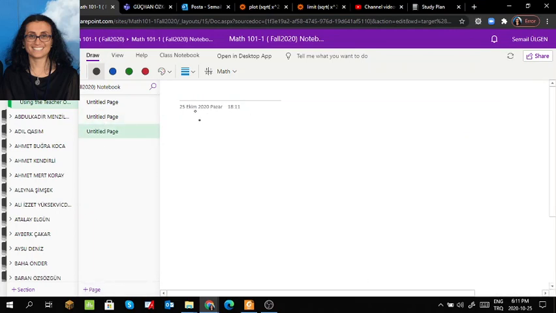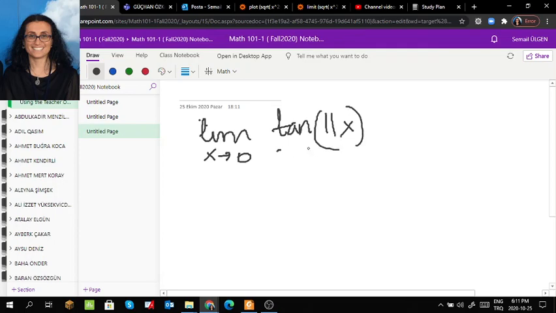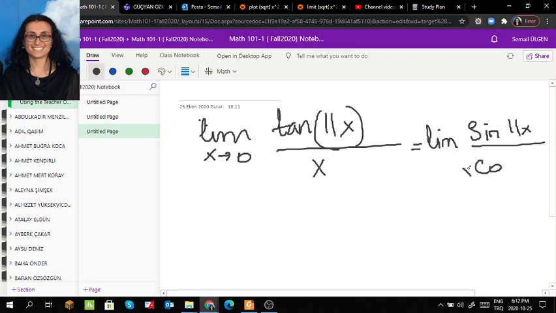Okay, so this is going to be limit as x goes to 0, tangent 11x over x, that's the question, right? So this is equal to limit sine 11x over cosine x times cosine 11x, right? As x goes to 0.